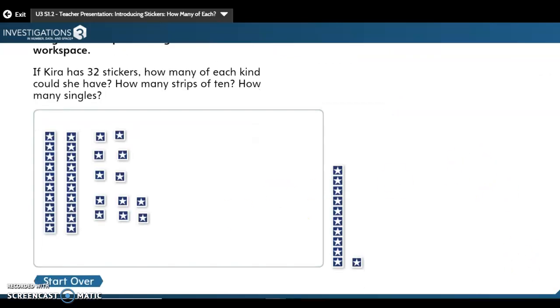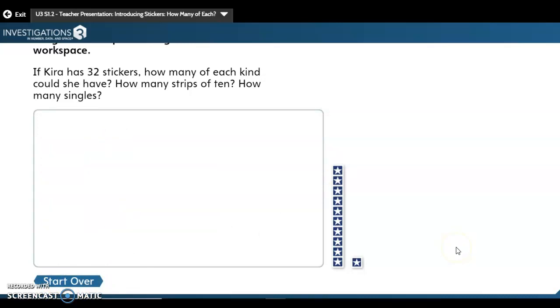Now let's try one more combination, because if you notice, remember you can break that 10 apart into singles. You can always decompose those numbers. So let's try one more combination. We've tried 3 10s and we've tried starting with 2 10s. Could we try starting with 1 strip of 10? So let's put in 1 strip of 10 and put that number in our brain, 10, and then we're going to count on until we get to 32.